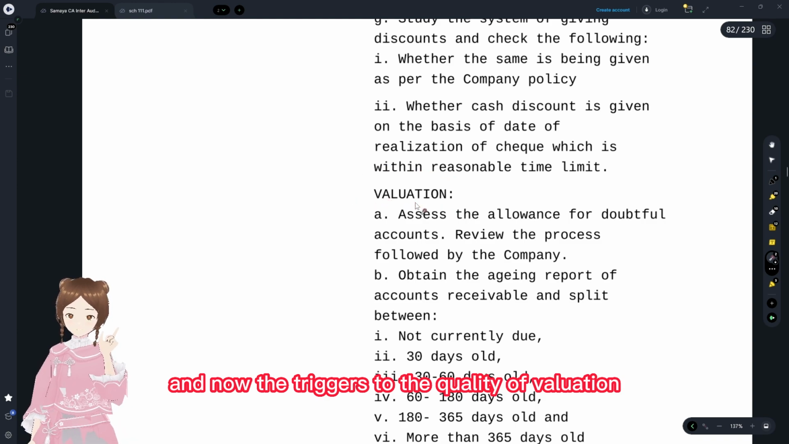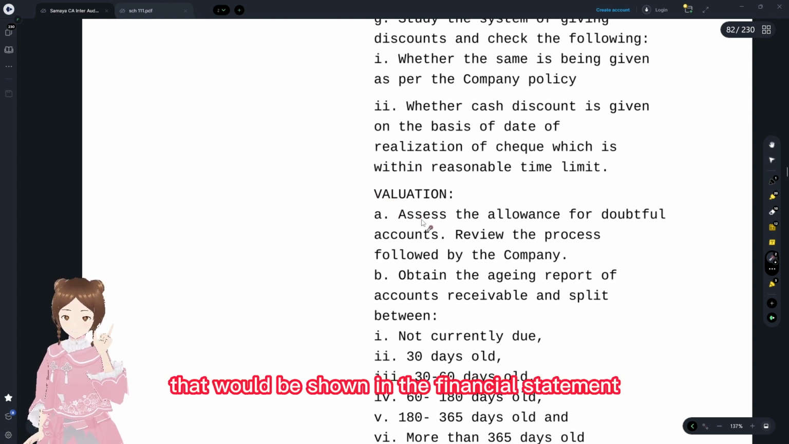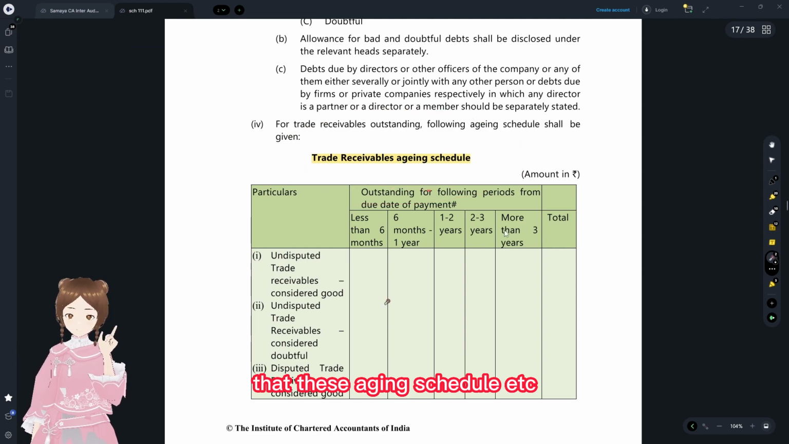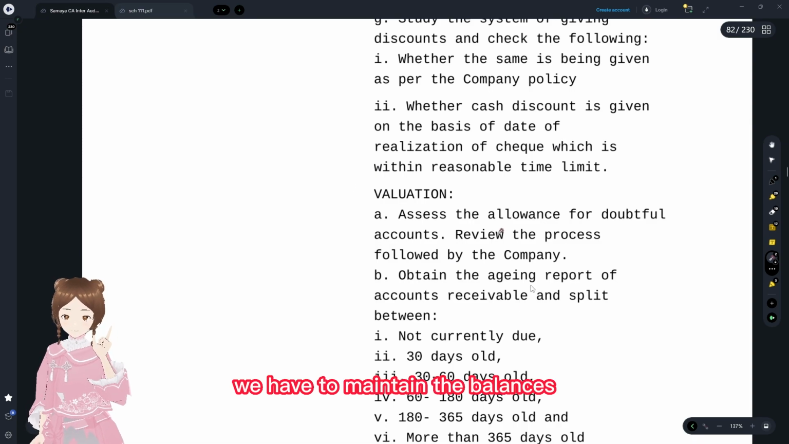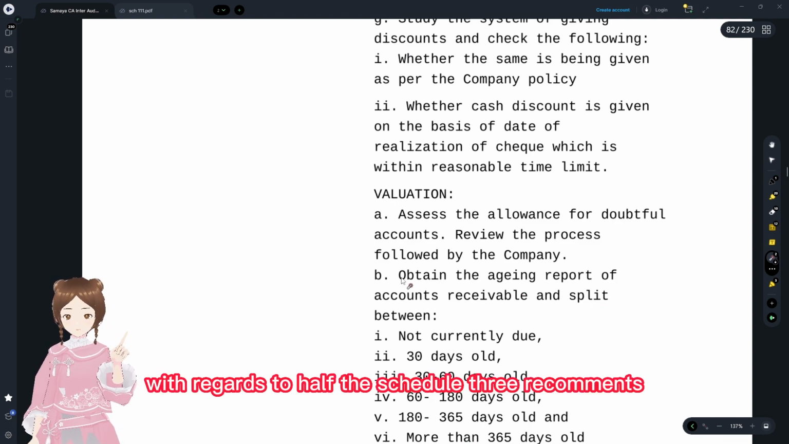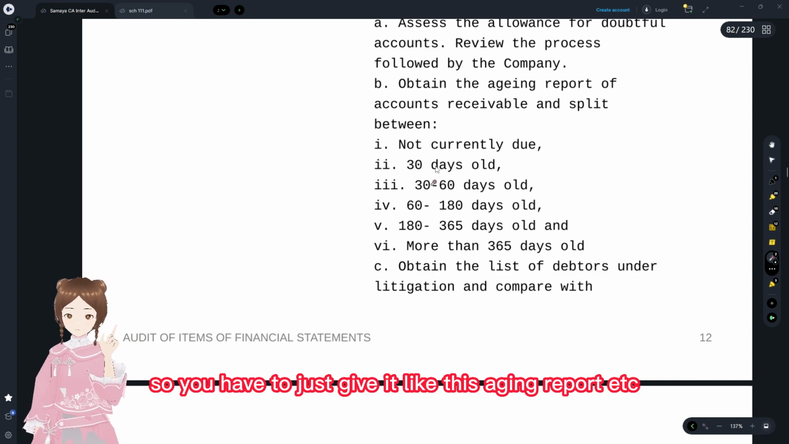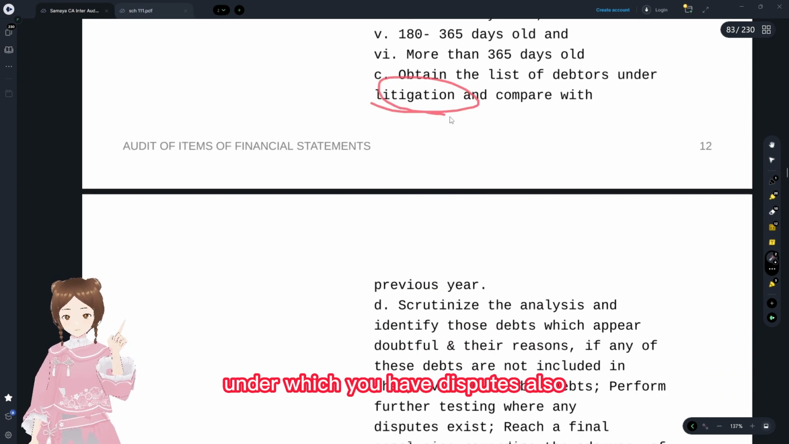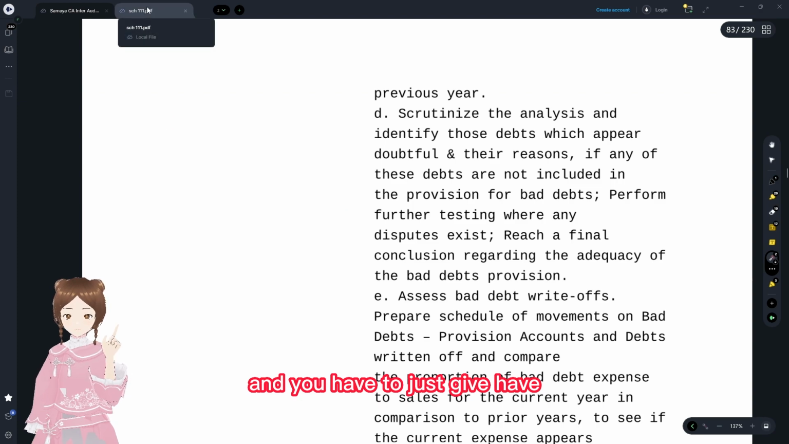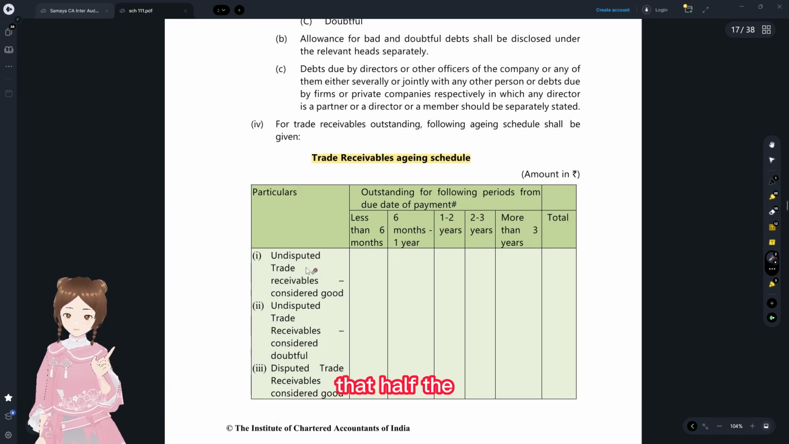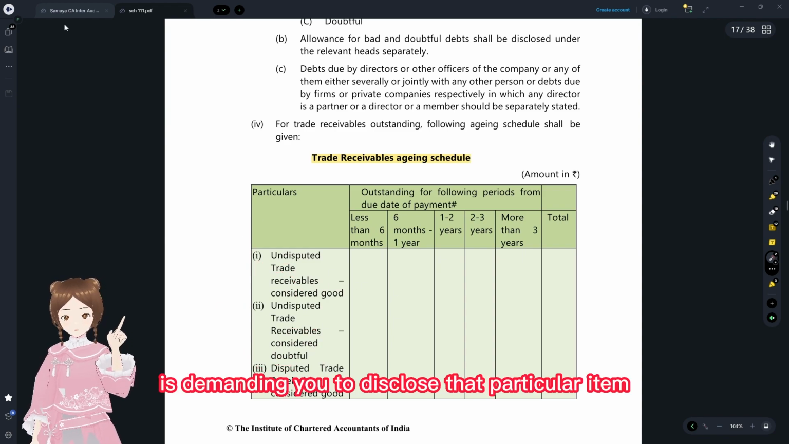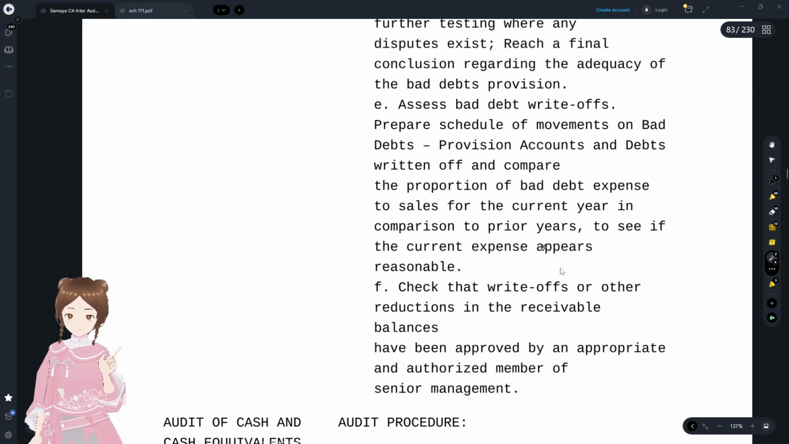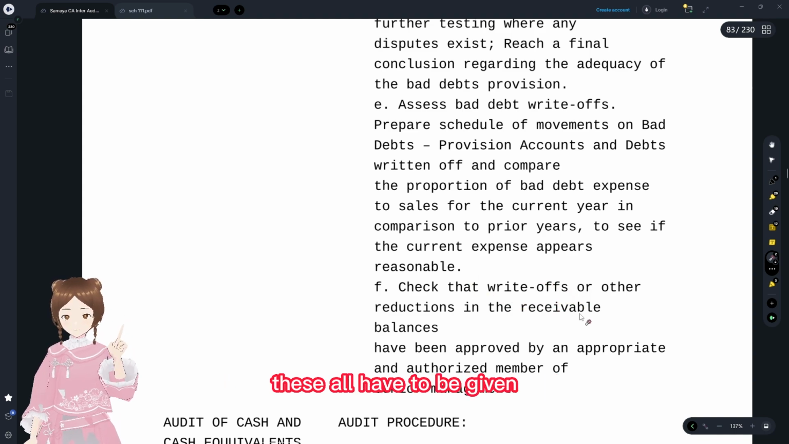Now, with regards to the quality of valuation, valuation is the balance that would be shown in the financial statement. How these would be shown under a schedule, like the aging schedule, etc. We have to maintain the balances with regards to how Schedule 3 recommends. So you have to give an aging report, and obtain a list of data under which you have disputes also. You have to maintain the records in such a way that Schedule 3 demands you to disclose that particular item with regards to the balance of bad debts, and the provisions and write-offs, etc. These all have to be given.